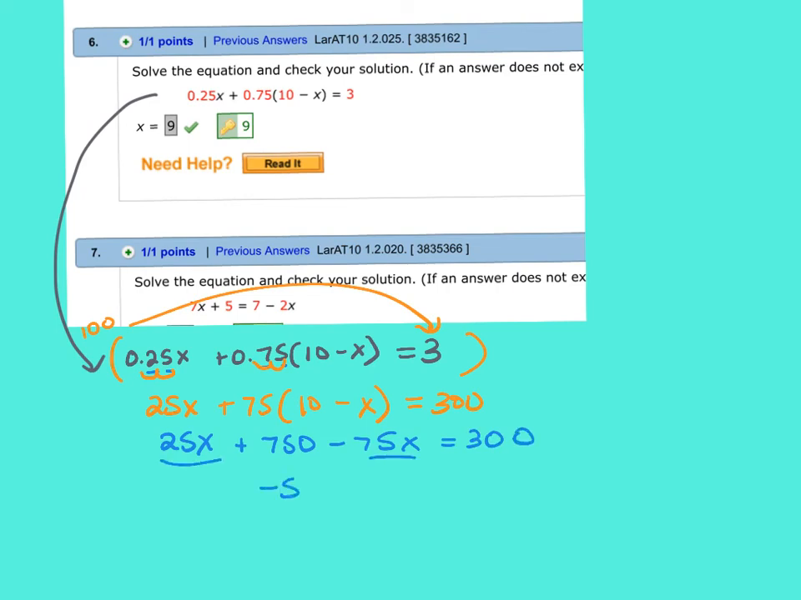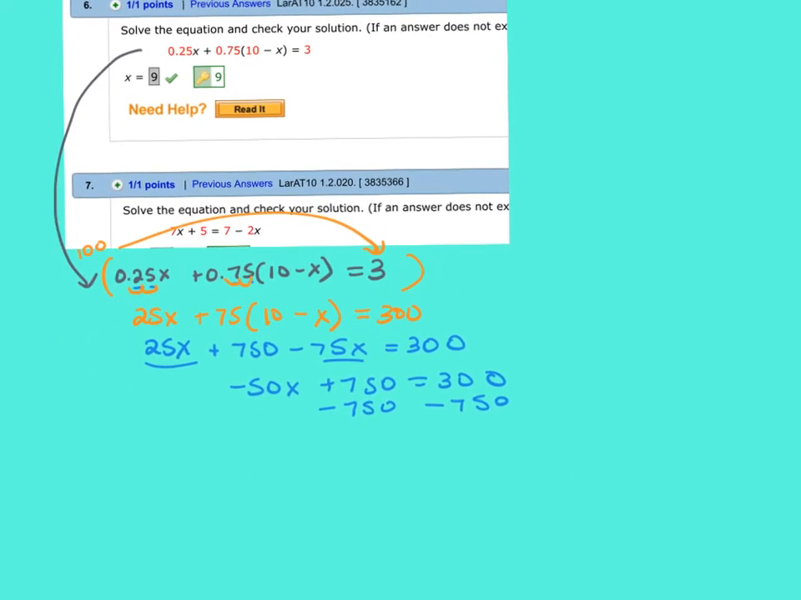Combine your like terms here. Negative 50x plus 750 equals 300. Subtract the 750. Negative 50x equals negative 450. Then divide both sides by negative 50. X equals, so I can cross through a 0 because they both have one. Negative and a negative makes it positive, and 45 divided by 5 is 9.